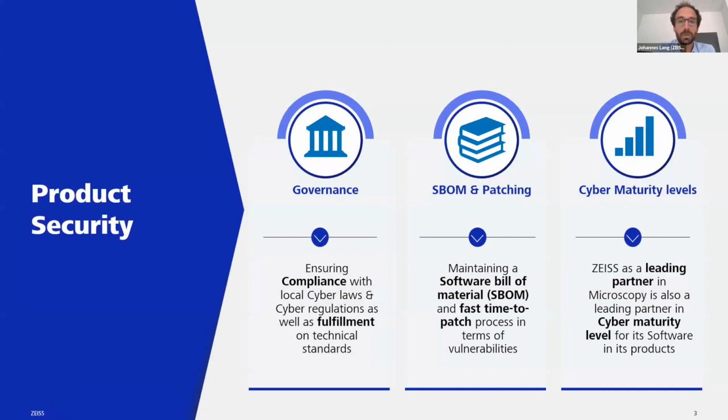There are three things in total. One is governance. We're ensuring compliance with local cybersecurity laws and regulations. For Europe, for example, it's NIS2, which gets enforced, especially for Germany, by mid of October. Then there's the Cyber Resilience Act, and the BSI compliance, which is the German Federal Office for Information Security. Then we are compliant against the Cyber Essentials program in the UK, and against some NIST compliance rules in the US.